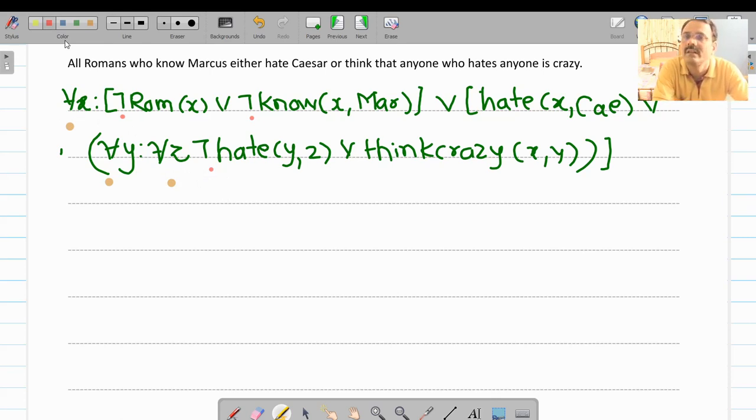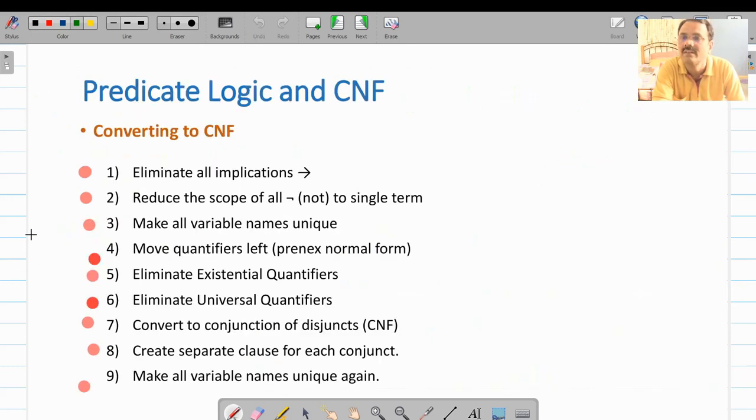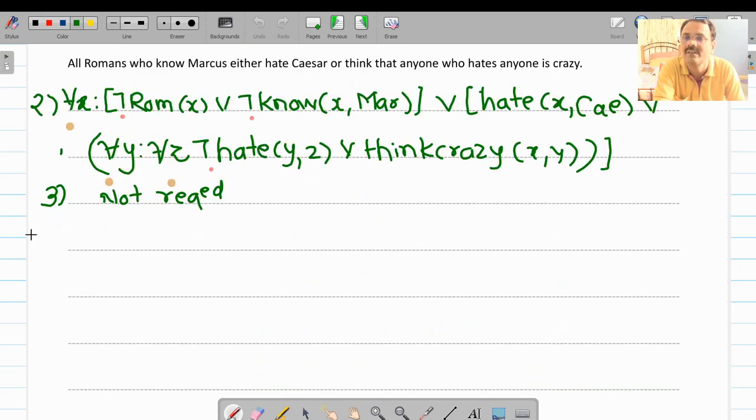So here we will write this is after application of step 2. Then when we apply step 3, it is not required. Then step 4. Step 4 was move quantifiers to the left. So we will apply step number 4. For all quantifiers we have for all x, for all y, for all z. So I will move them to the left. So your formula will become for all x, for all y, for all z. Remaining formula as it is.